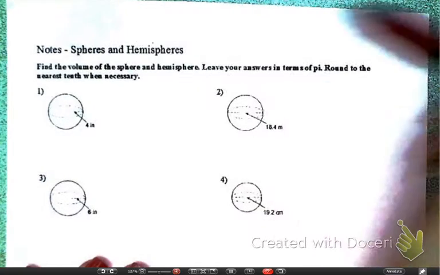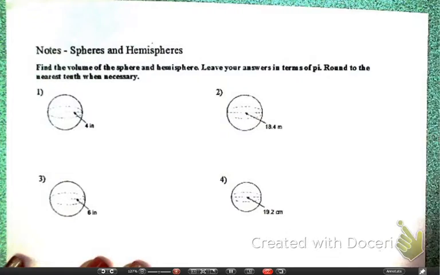Okay, today's lesson is on hemispheres and spheres, or spheres and hemispheres. Make sure you have today's date.